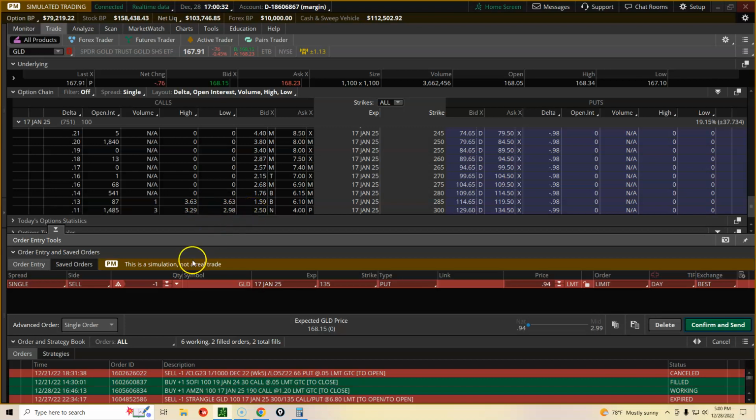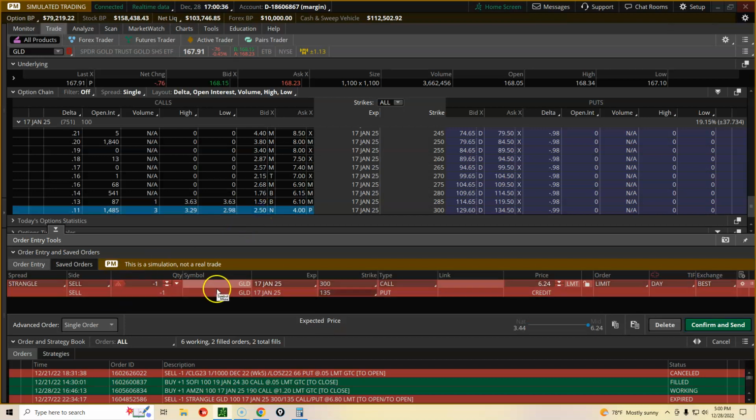So I'm going to press Control and then boom, hit that. So now it brought up this second one for me. And maybe we didn't get filled because I put this order in for $6.80. Right now it looks like the mid is at 6.24, and let's just go with that to see what happens. But this time we'll do it good till cancel.